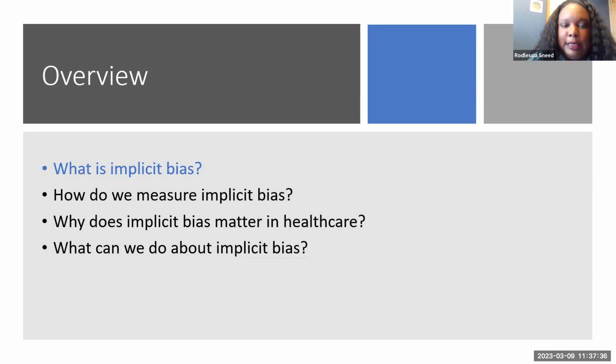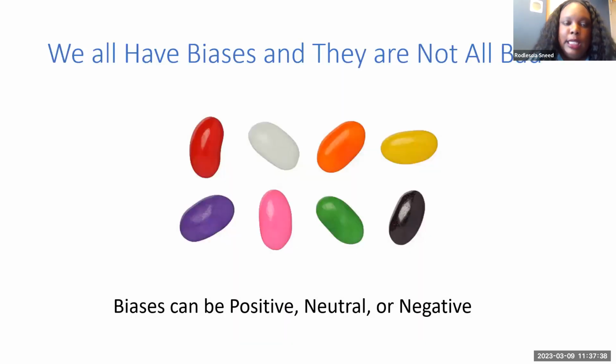So what is implicit bias? I want to start off by talking about bias generally. We all have biases, and not all biases are necessarily harmful. If you gave me a handful of jelly beans, for example, I would tell you that I have clear biases. I am very much pro-orange jelly bean, very much anti-pink jelly bean. If you gave me a pink jelly bean, it's probably going straight into the trash because I do not like pink jelly beans.